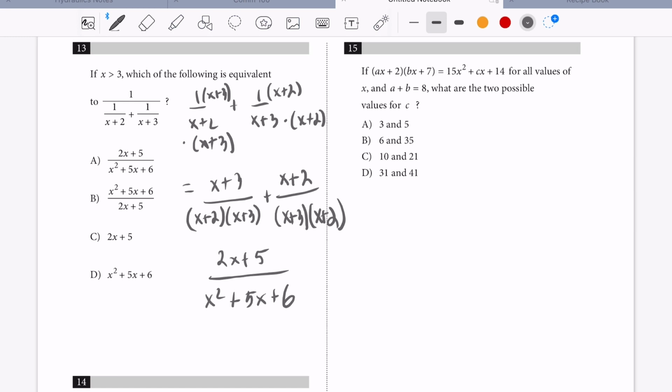And since that's in the denominator, and we want to then bring it up, we just flip it, because it's just being multiplied by the inverse. So the actual answer is going to be x squared plus 5x plus 6 over 2x plus 5. So your answer is B.